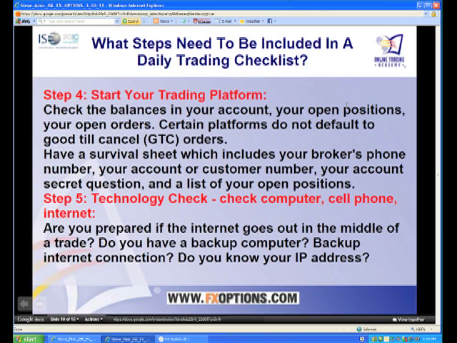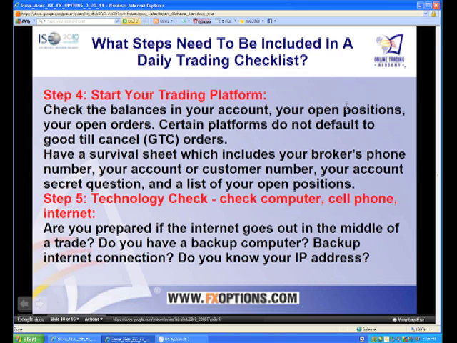A survival sheet includes your broker's phone number, your account number, your customer number, your account secret question, the answer to your account secret question if you need it, and a list of your open positions. So if you happen to be trading and you lose power in the house, you lose internet, all you have left is your phone or your cell phone. Is your cell phone charged?